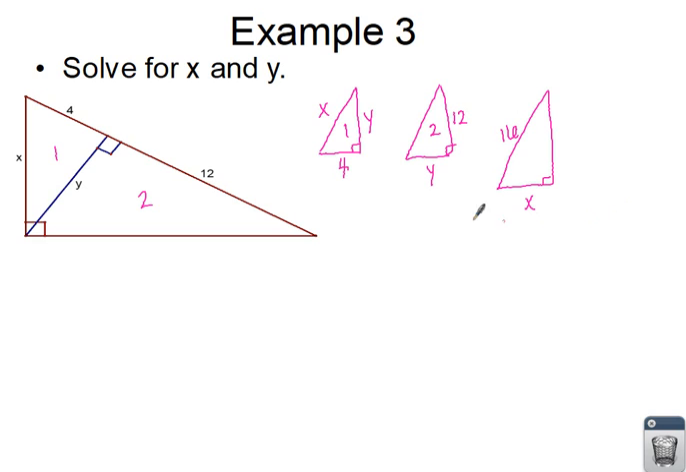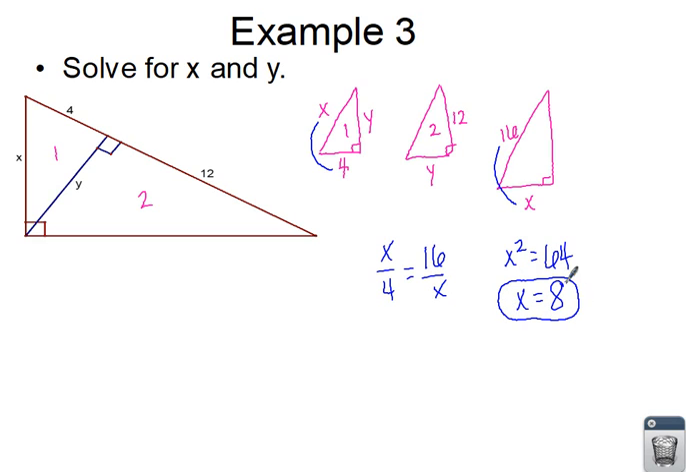Now you have to come up with proportions. For x, I can look at, I've got x and 4 and 16 and x. They basically set themselves up if you have them drawn right. Okay? Cross multiply, take the square root because we have a square. We've got x equals 8.